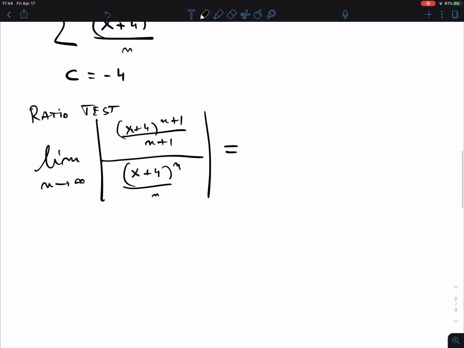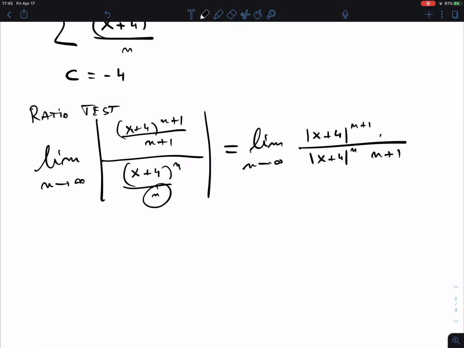Okay, so the limit as n goes to infinity. Let's put everything we have. x plus 4, that's the only thing that needs the absolute values, right? Then I have an n plus 1. The n plus 1 goes in the bottom. I'm going to write it here because then this (x plus 4) to the power n, again with absolute values, is going to be there. And then finally this bottom n goes up here. Good.